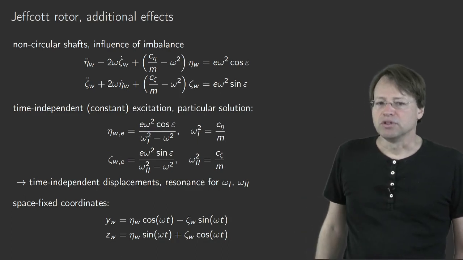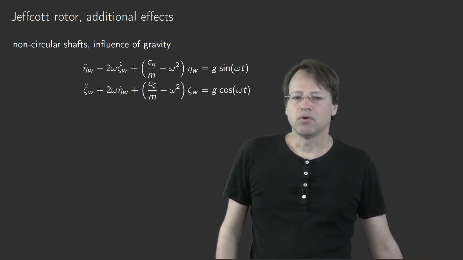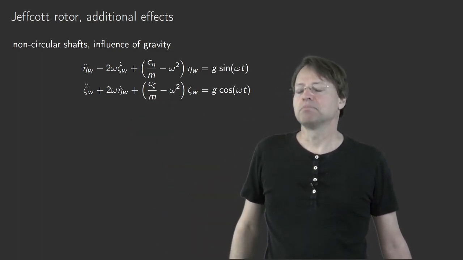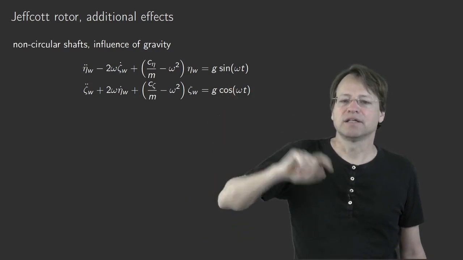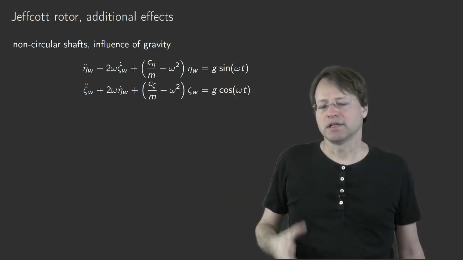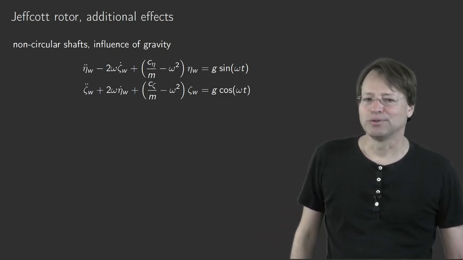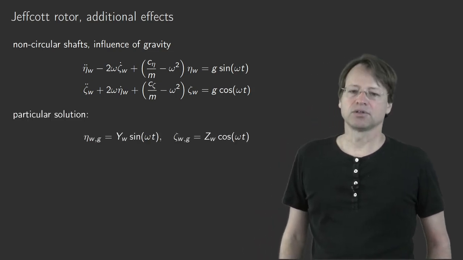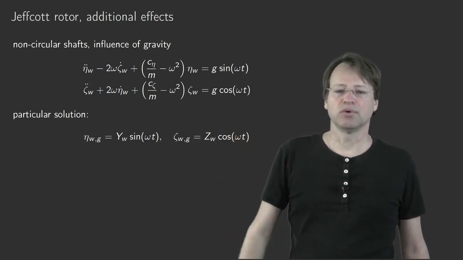And now let's move to the new effect, to the influence of gravity. Now, for the influence of gravity, even when we use body-fixed coordinates, the right-hand side, the excitation, becomes time-dependent. It's a harmonic excitation. But we are happy that we know how to deal with a harmonic excitation for the particular solution. We apply a setting with a sine harmonic and a cosine harmonic.